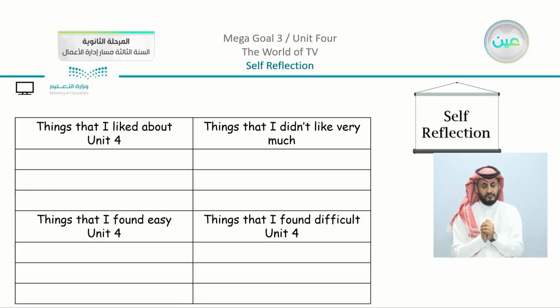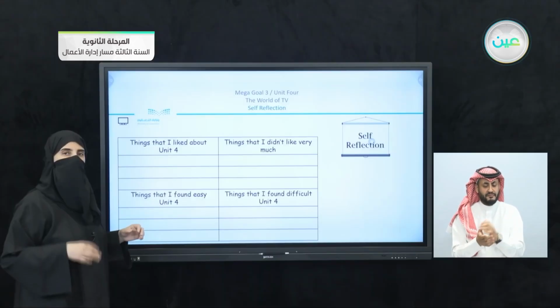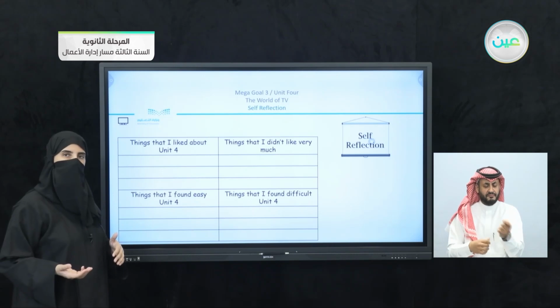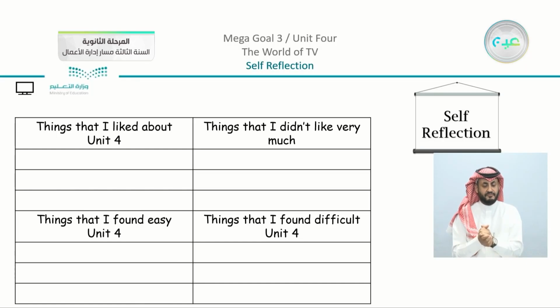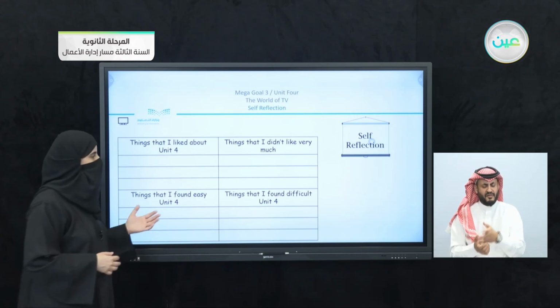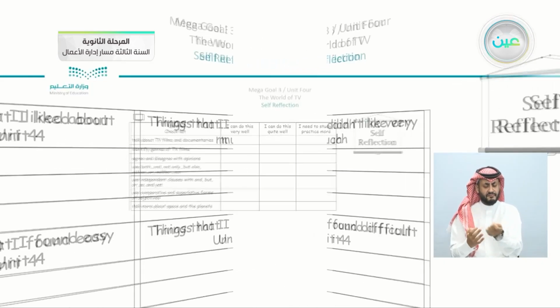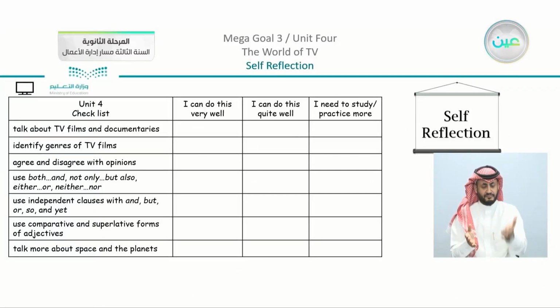We have the things that I liked about Unit 4. You can just write down the notes, or the things that you didn't like very much. Things that I found easy in Unit 4, you can also write here, or the things that you found difficult. We have the check table here. As usual, we have, I can do this very well, I can do this quite well, and I need to study or practice more. So we have here to talk about TV films and documentaries. Actually, it was very interesting and easy.